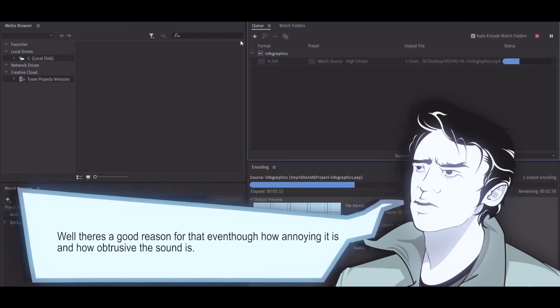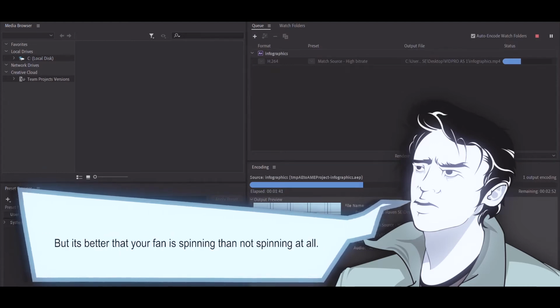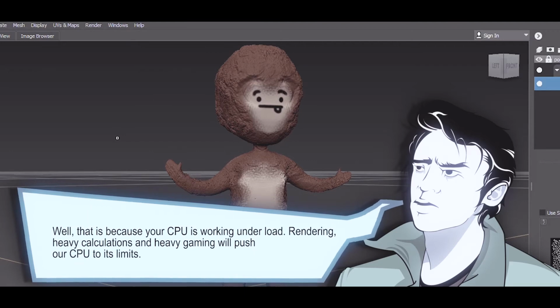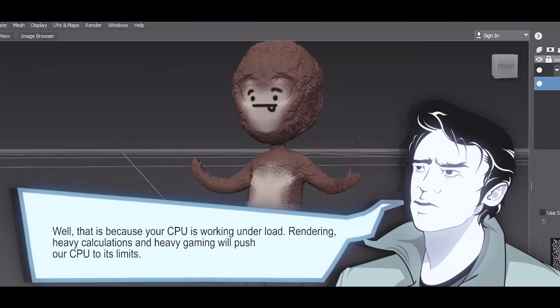Well, there's a good reason for that, even though it's annoying and the sound is obtrusive. It's better that your fan is spinning than not spinning at all. That is because your CPU is working under load.